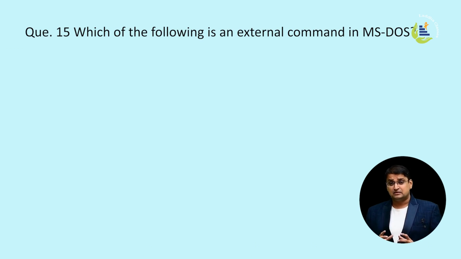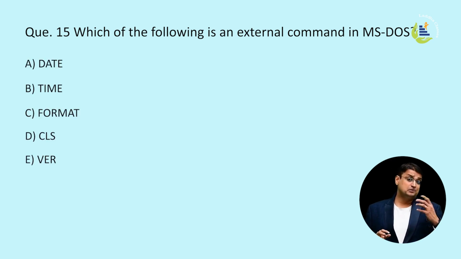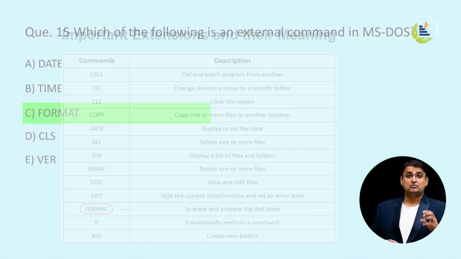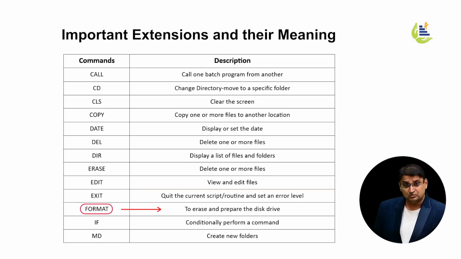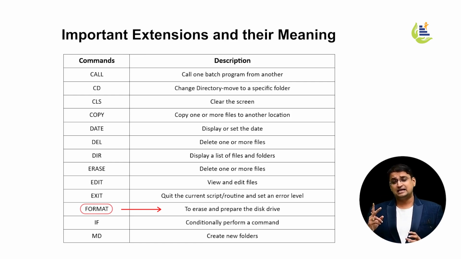Question 15. Which of the following is an external command in MS-DOS? Options are date, time, format, CLS, VER. Correct answer option is C, format. Because format is an external command in MS-DOS used to format a disk. Unlike internal commands like dir, external commands require separate program files.